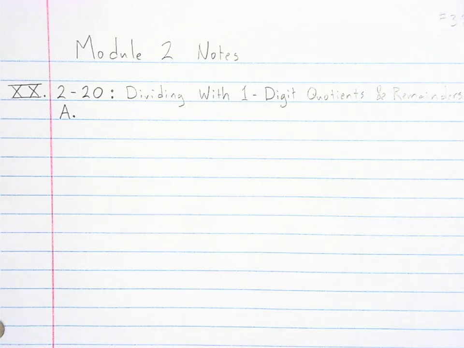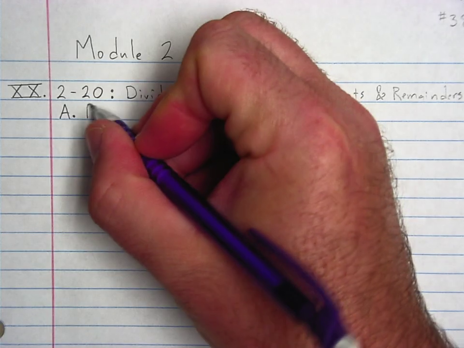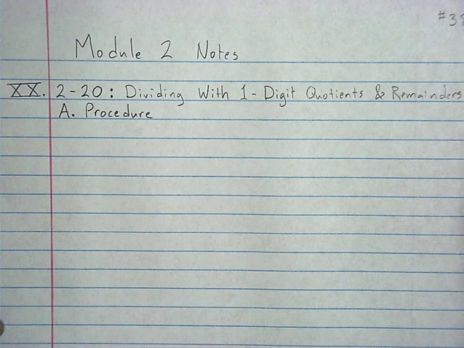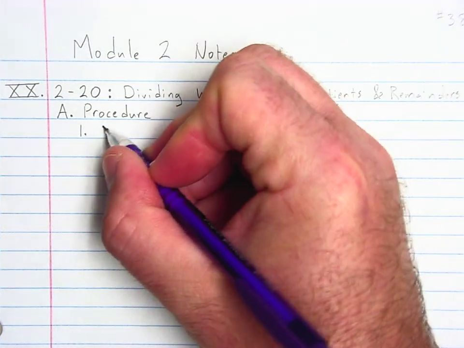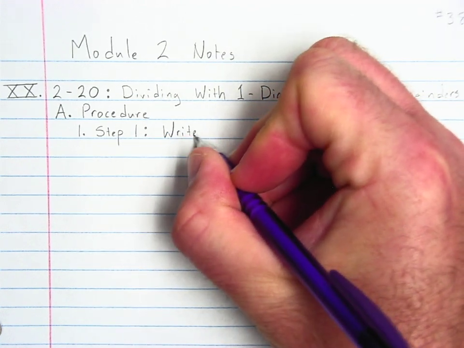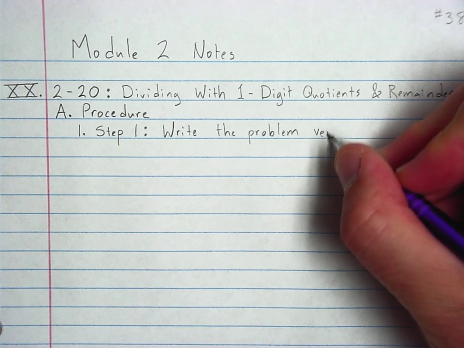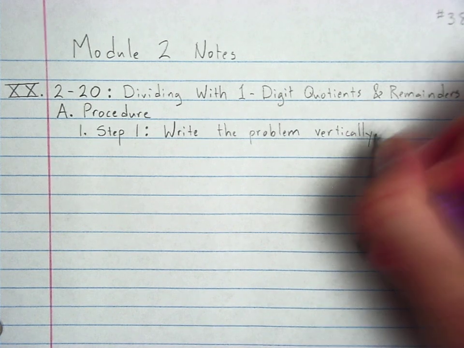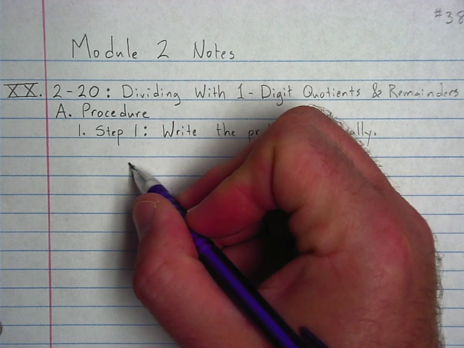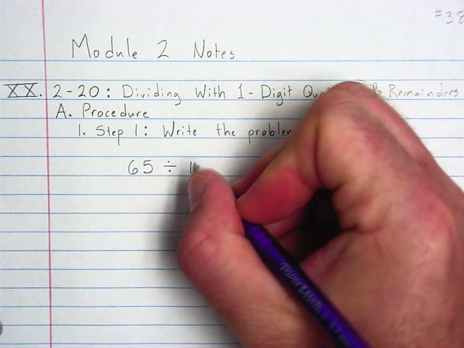I will skip over the vocabulary. We talked about dividend, divisor, and quotient. You're going to see them again, but for the most part, I don't want to make you copy their definitions every single lesson. So we'll go right to the procedure. When you're dividing, step 1, write the problem vertically. You know how much I love writing the problem vertically. Now the problem will seldom be given to you vertically. Usually you will see something like this: 65 divided by 17.